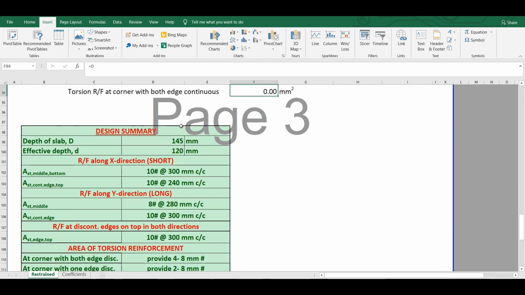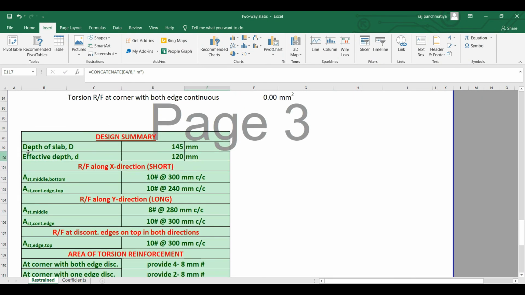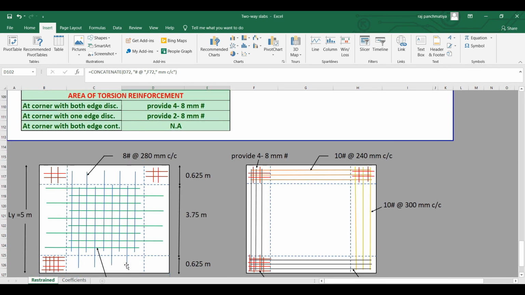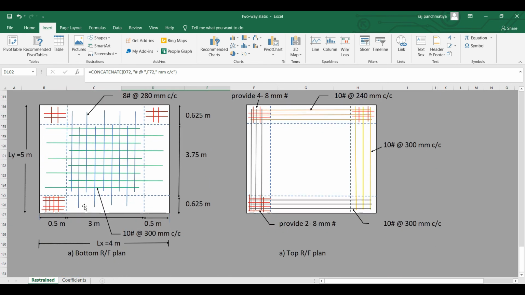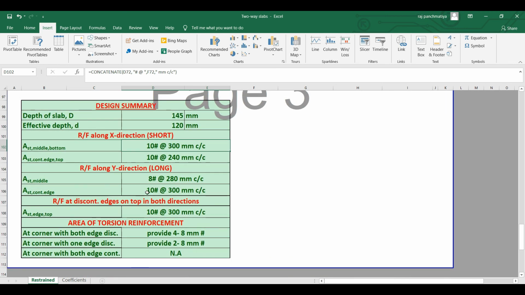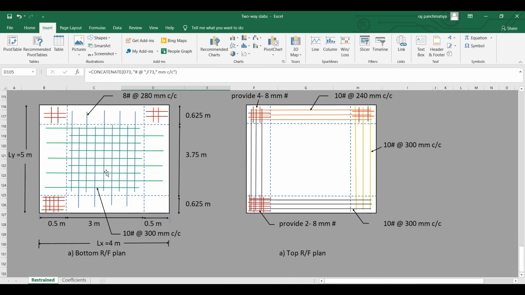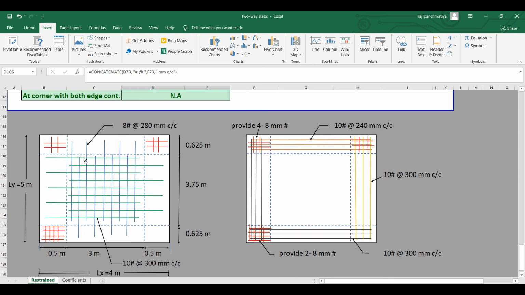So this is the design summary. Now coming to the detailing part, in the X direction, at the midspan, I have provided 10 dia at 300 mm center to center. In the Y direction, at the midspan, I have provided 8 dia at 280 mm center to center.